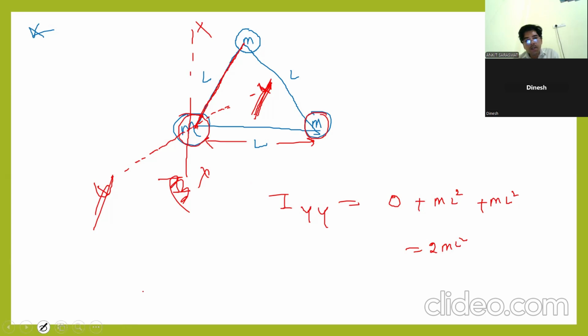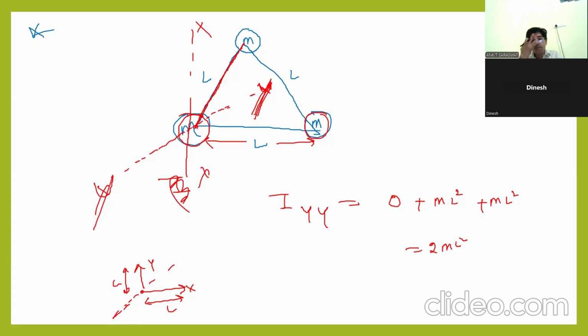Clear? The meaning is, if x is like this and y is like this, and I take any axis perpendicular to x and y, then all the distances L are always perpendicular to this axis. Any doubt? No, sir. So the answer is 2ML square. These are the basic questions, if you have clarity regarding this.